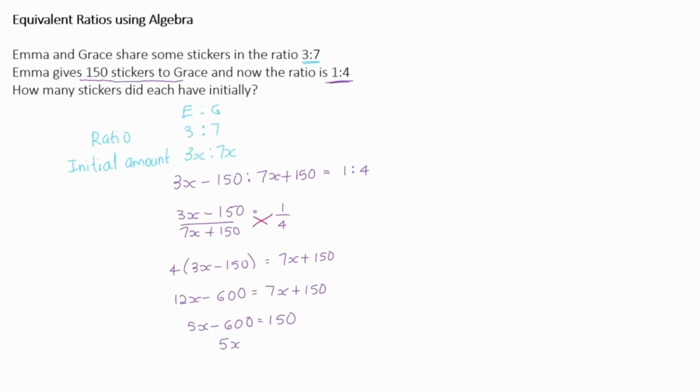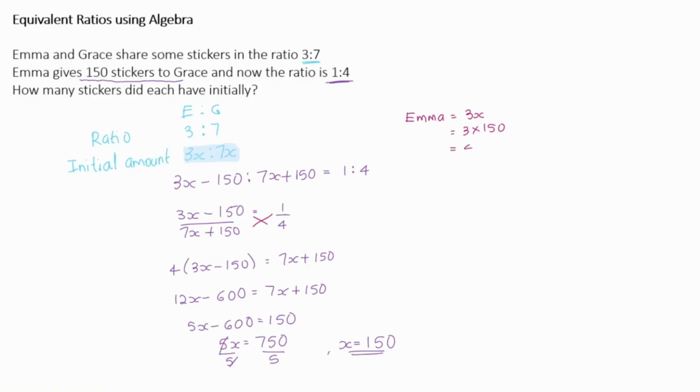And if we add 600 on both sides, we will have 5x is equal to 750. We can then divide both sides by 5 to get x is equal to 150. So the question is asking us how many stickers each person had initially. And in order to do this, we have to use the initial amount, which is 3x and 7x. So Emma had 3x, meaning 3 times x, which is 150. And that gives us 450.